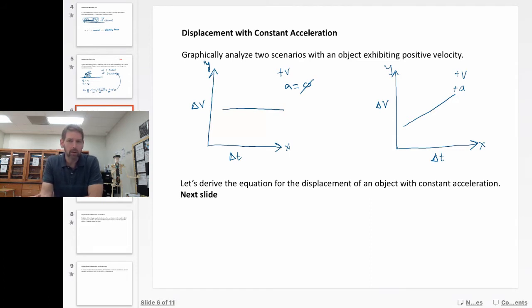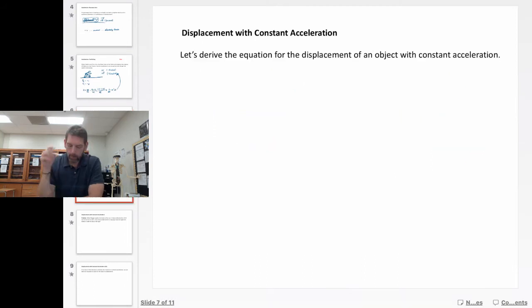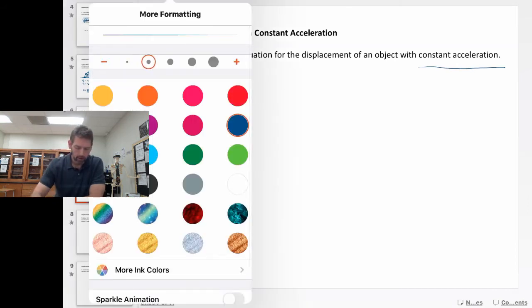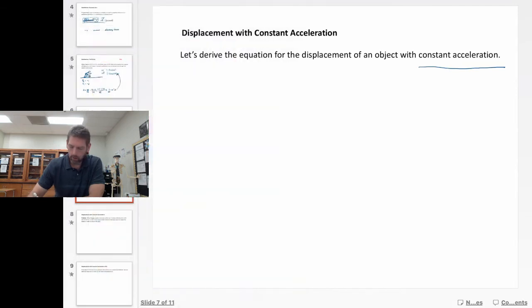We need to get delta x, because we're still dealing horizontally, right? So we need to get delta x into this equation. Let's go to the next slide. We're moving at a constant acceleration, right? Moving at a constant acceleration.